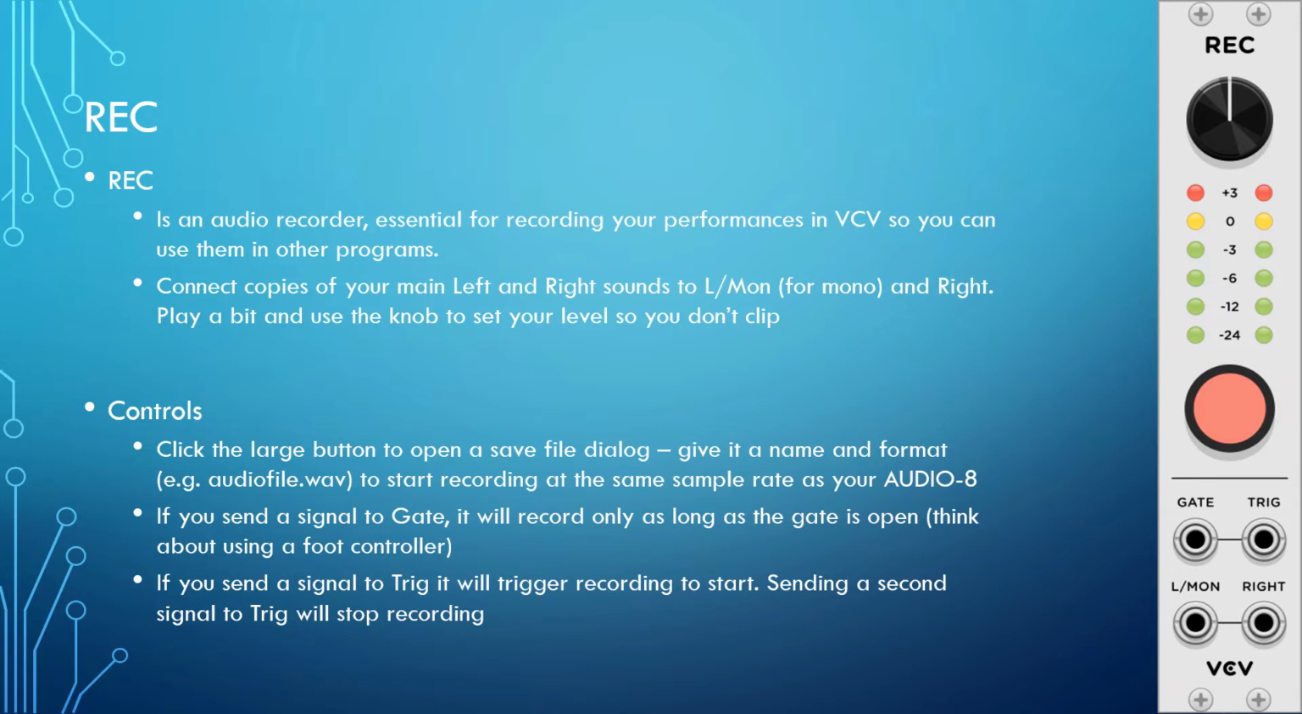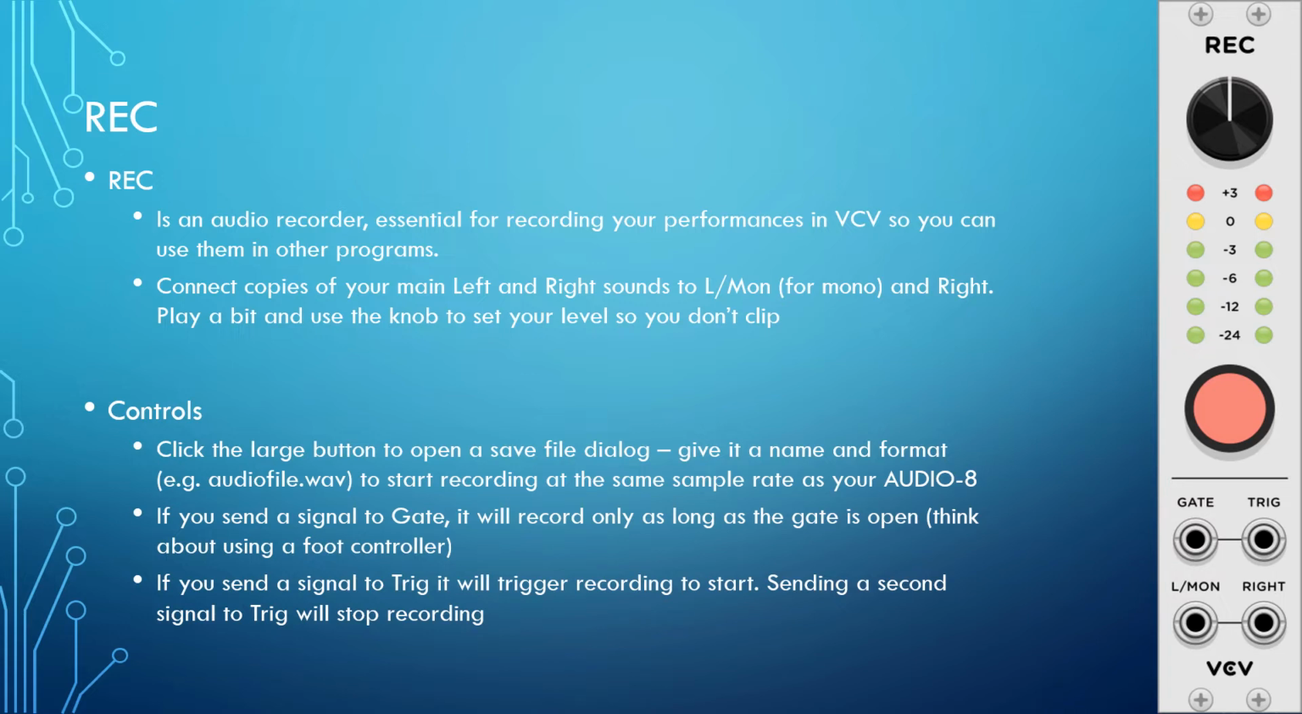You also have a recorder, which is just an audio recorder and is essential for recording your performance in VCV so you can use that performance in other programs. Basically, you connect copies of your main left and right channels to the L mon if it's mono, and to the right if you have left and right stereo. You can play a bit and use the knob to set your levels, and then, if you are ready, if you click the large button, it opens a save file dialog. Just give it a name and format, including the .wav or .aif, to start the recording at the same sample rate as your Audio 8 or audio device.